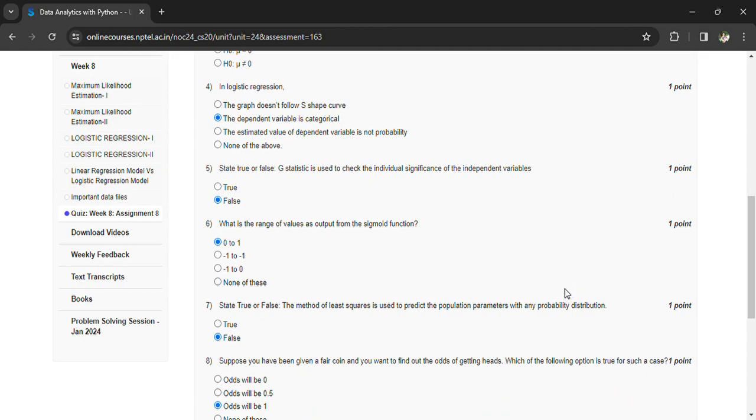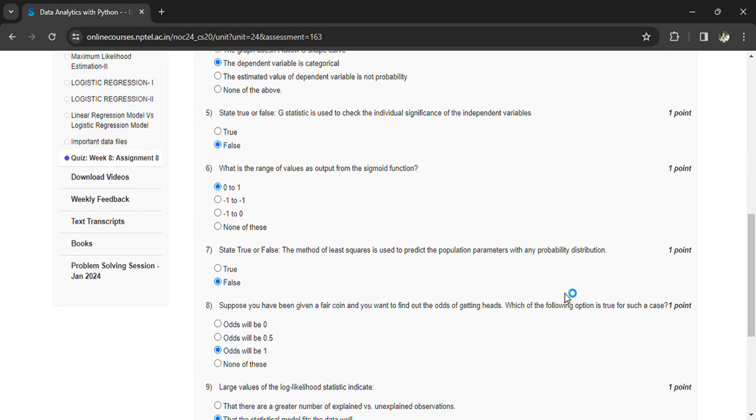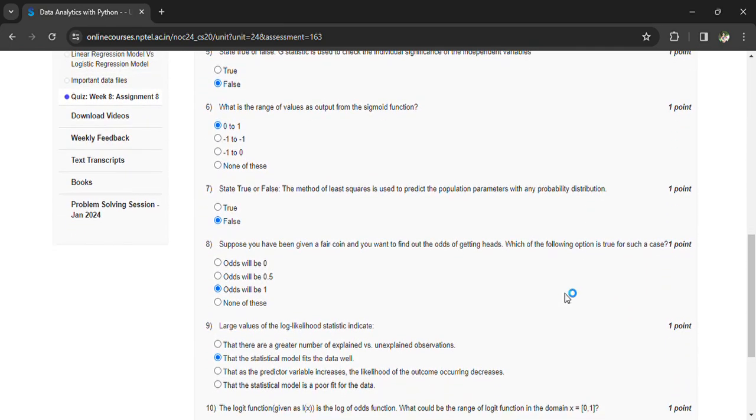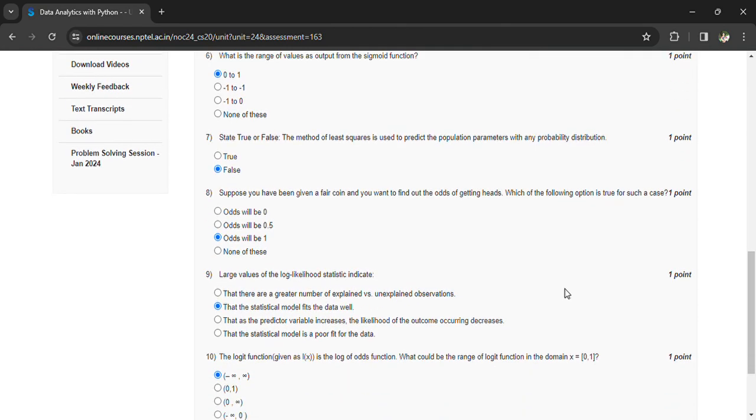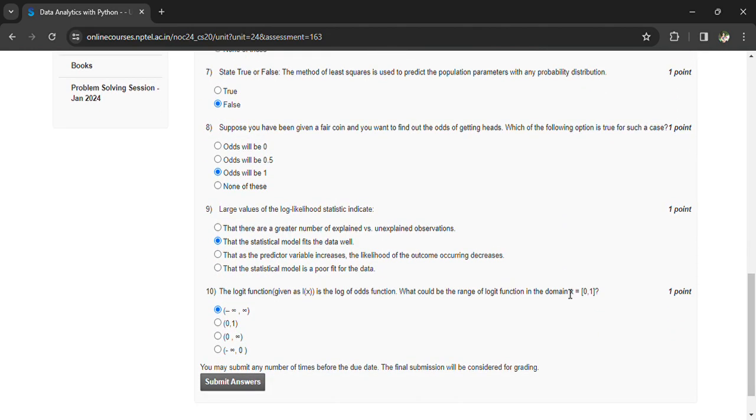Which of the following options is true for such cases? Odds will be 1. And a large value of the log likelihood statistic indicates that the model fits the data well. The logit function is given as l(x) equals log of L(x), the log of the odds function. What could be the range of a logit function in the domain x is equal to 0 to 1? That is minus infinity to plus infinity.